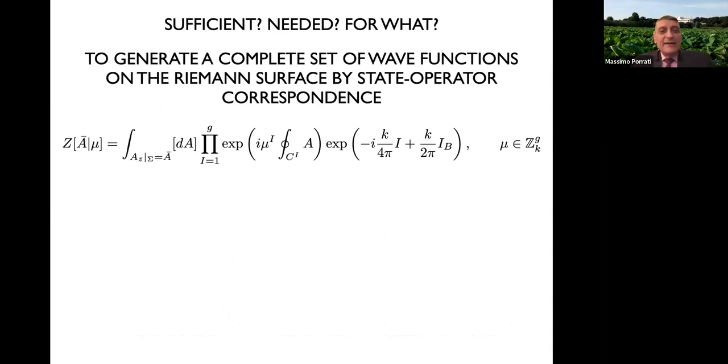Well, we already know the answer: to generate a complete set of wave functions on the Riemann surface by the state-operator correspondence. A Wilson loop creates a state. If you cut a little solid tube around the Wilson loop, that will generate a wave function, and you blow it up, and that generates a state. So the state-operator correspondence tells you that by inserting Wilson loops in partition functions, you should get everything, all the Hilbert space that you also obtain by canonical quantization.